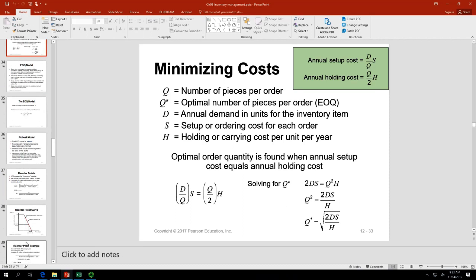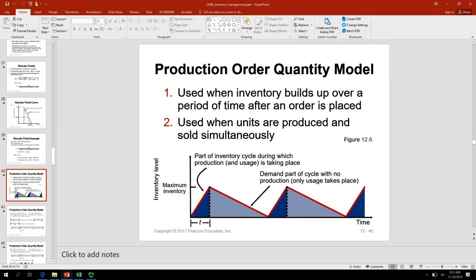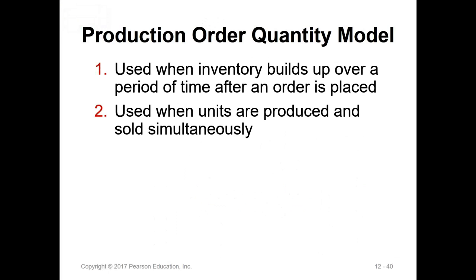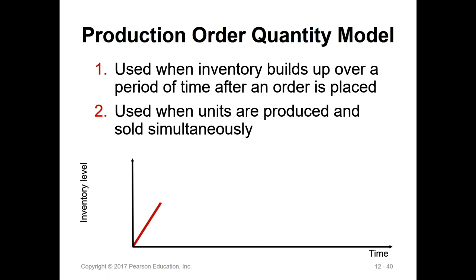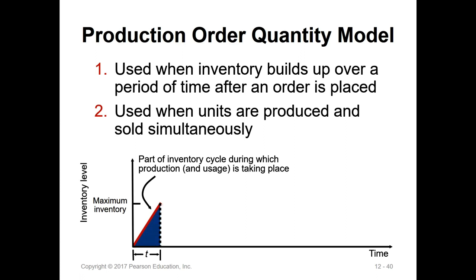But today we are going to talk about another model. In this model, we will not use the assumption that receipt of the order takes no time. This time you have to use some time to receive the order. Part of the inventory cycle is during which the production is taking place. This is very commonly used in production, when production and usage are going on at the same time. This model is used when the units are produced and sold simultaneously.